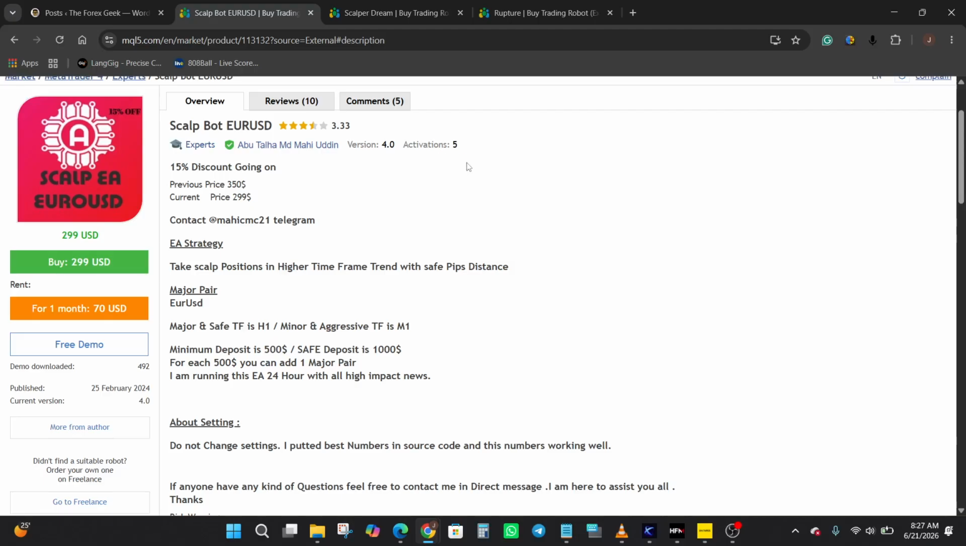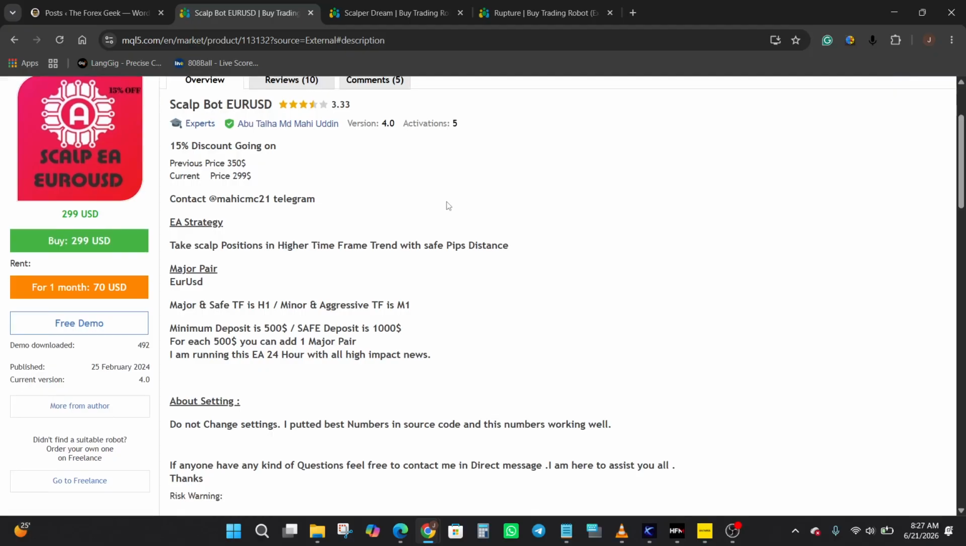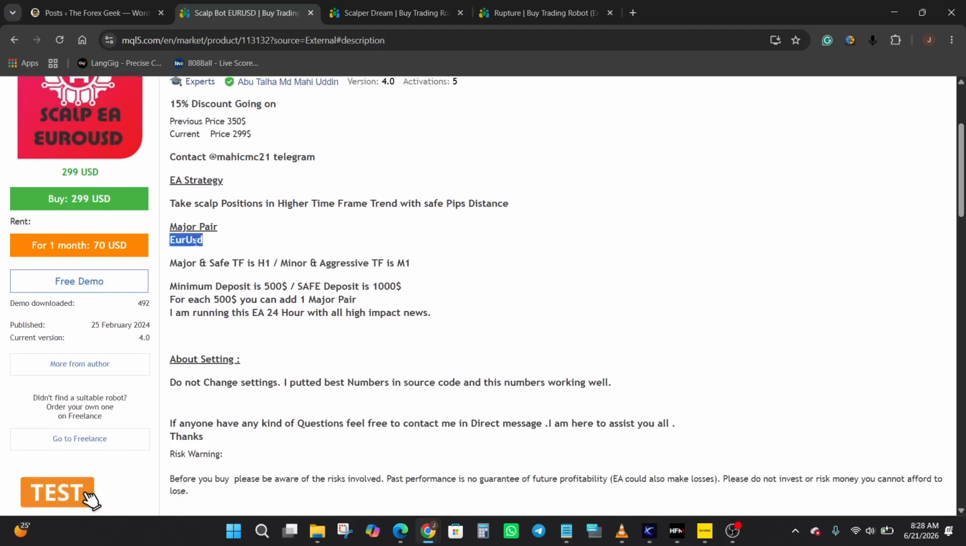Now, looking through the description, the developer positions this EA as a trading system focused on EURUSD. According to the information provided, the strategy is designed to take scalp positions while aligning with higher time frame trend directions and using what the developer describes as a safe pip distance. All right. Now, the recommended trading symbol mentioned is EURUSD. This becomes the primary context for evaluating the EA.